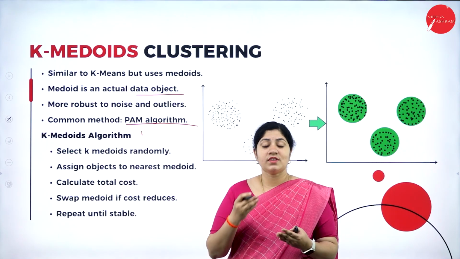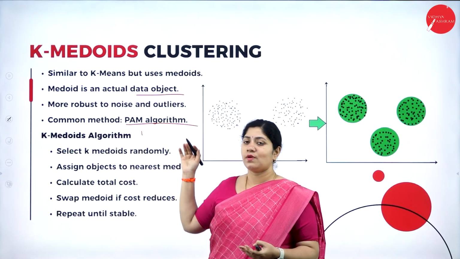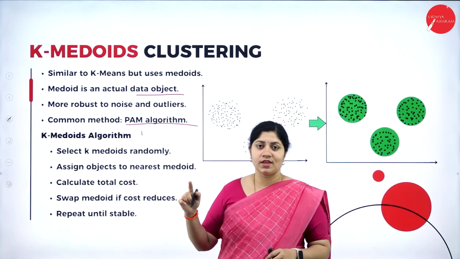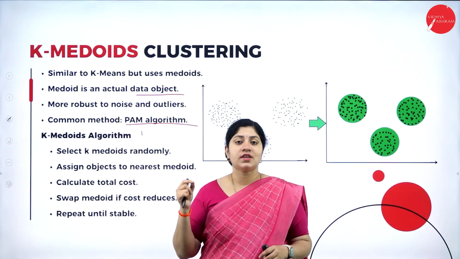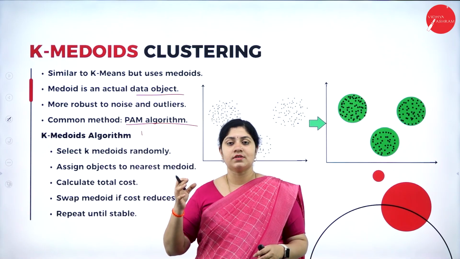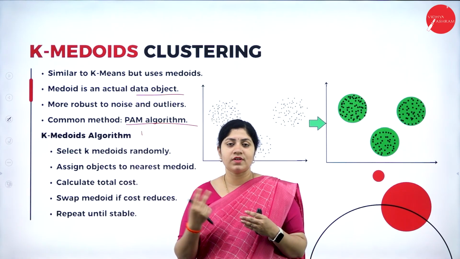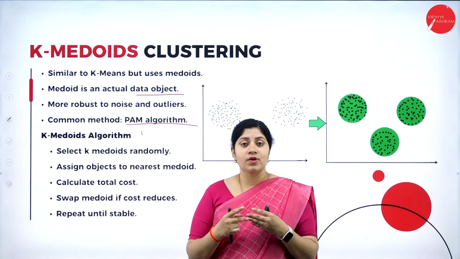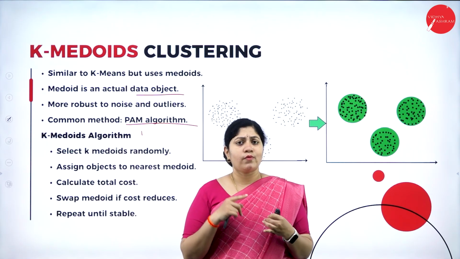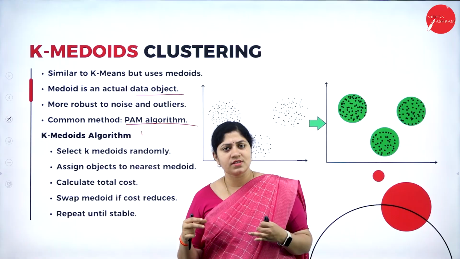So let's see what the exact steps are that we need to follow with respect to k-medoid clustering. The initial thing we need to do is to select the k medoids randomly. The next step will be assigning objects to the nearest medoid. Next, we can move forward with calculating the total cost of the medoid. And what if the cost is reduced or the cost is less?